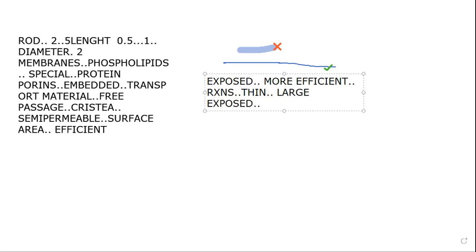Now, on the inner surface, we have the stock particles. The stock particles are also known as the F1 particles. What is their main function? They produce a very important enzyme which is known as ATP synthetase. ATP synthesis, its function we will study, God willing, in the chapter of bioenergetics.